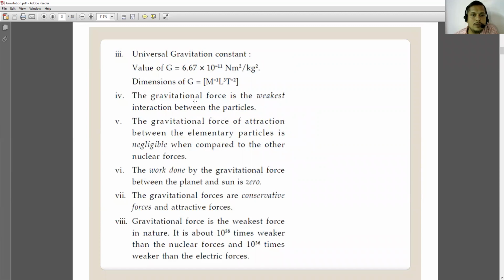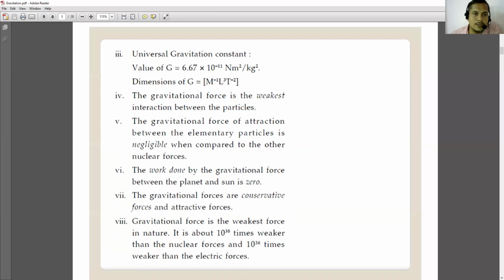Now what else is related to this? The gravitational force is the weakest interaction between the particles. Then the next point is the gravitational force of attraction between the elementary particles is negligible when compared to the other nuclear forces. Next, the work done by the gravitational force between the planet and sun is 0. Then the gravitational forces are conservative forces and attractive forces. Next, gravitational force is the weakest force in nature. It is about 10 raised to 38 times weaker than that of nuclear forces and 10 raised to 36 times weaker than the electric forces.